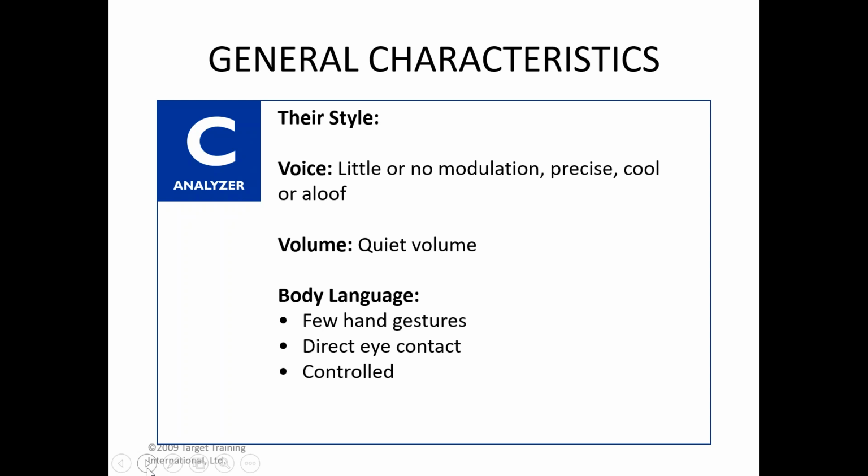The C style, analyzer, you're going to see little to no modulation. They're precise, cool, or aloof. Now their volume is quite quiet. So when you're talking to a C, they may give you the impression that they are aloof or they don't care, when deep down they're just listening and processing compared to the D's and the I's. Their body language is very few hand gestures, direct eye contact, and they're in control. They like to be in control.